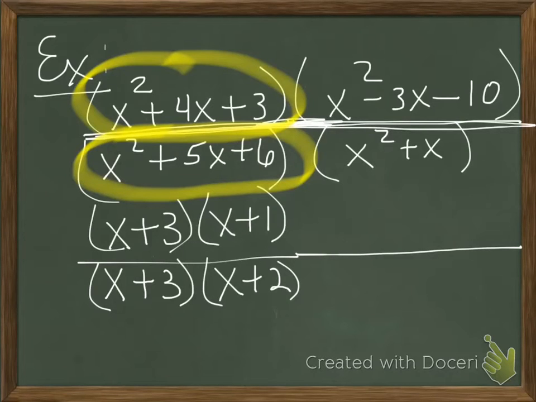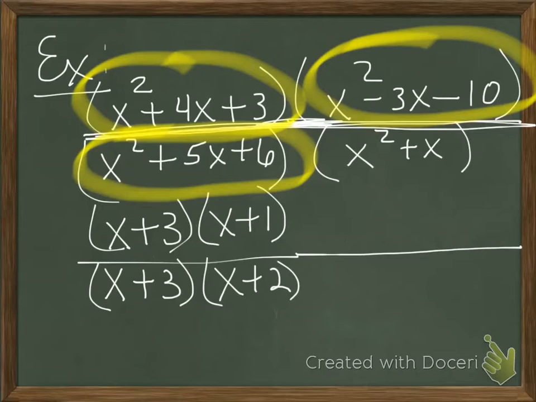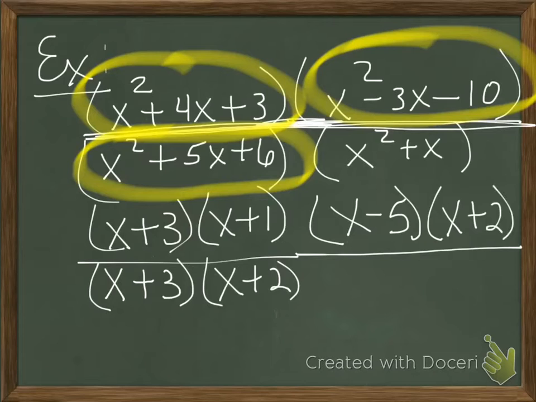Continuing on, now I'm going to factor x squared minus 3x minus 10. What multiplies to give me negative 10 and adds to give me negative 3? This one may be a little bit harder for you to think of, but negative 5 and positive 2 multiply to be negative 10, and negative 5 and positive 2 add to be negative 3.